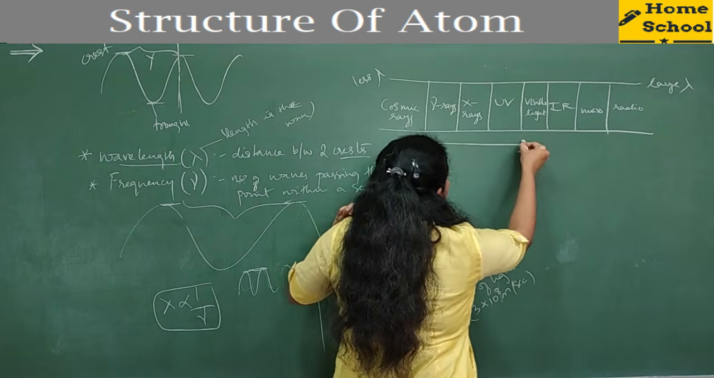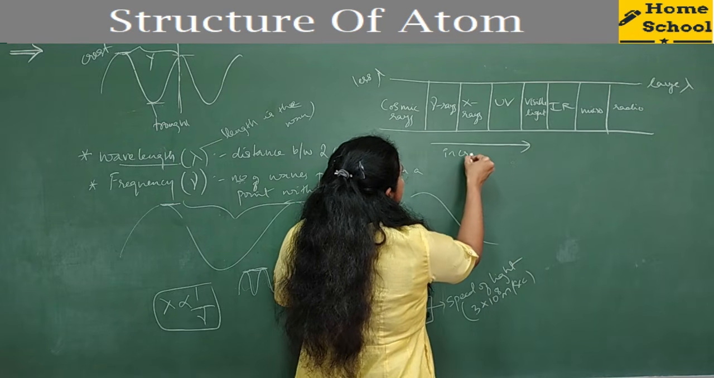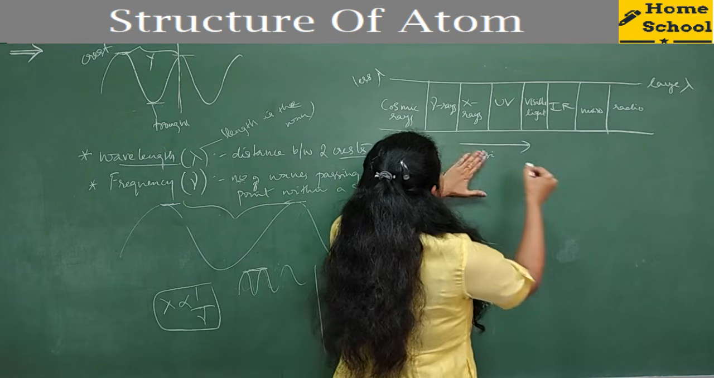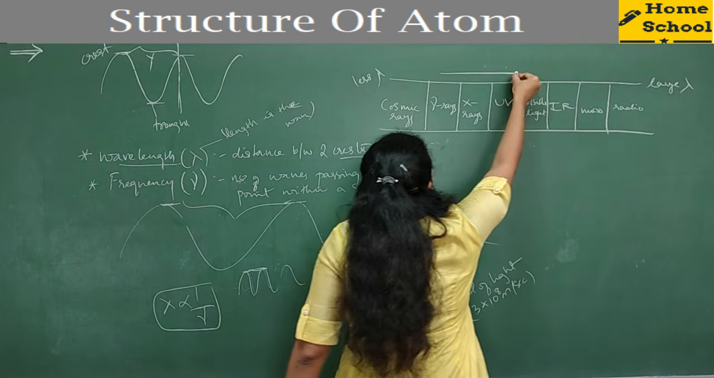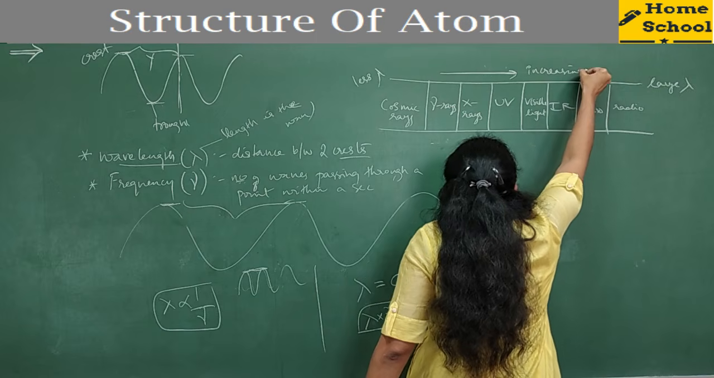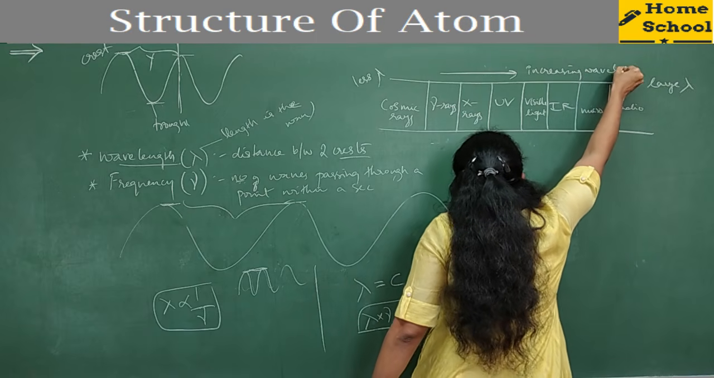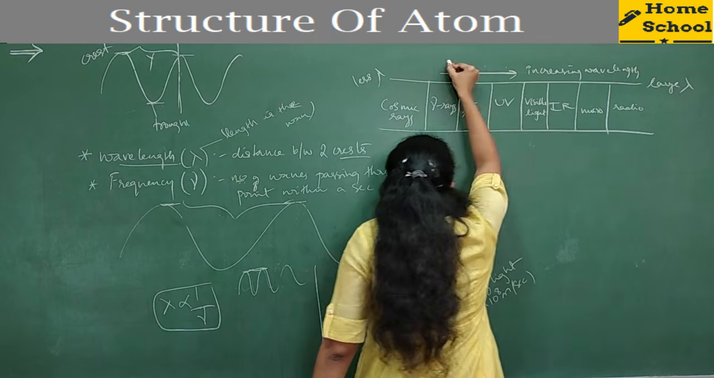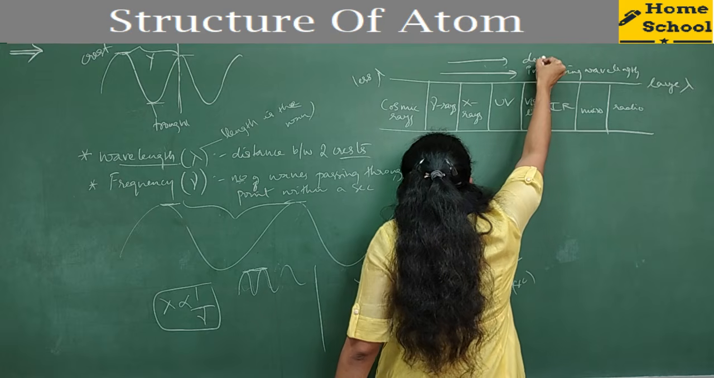See, in what way have I arranged all these radiations? I have arranged them on the basis of increasing wavelength. If the wavelength increases, what happens to their frequency, guys? You know, decreasing frequency.